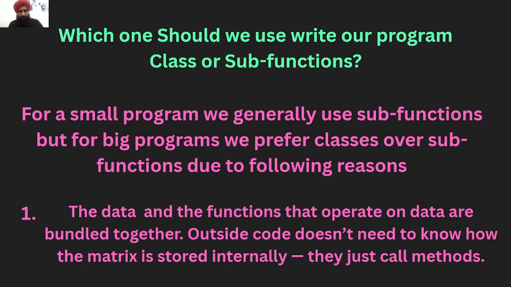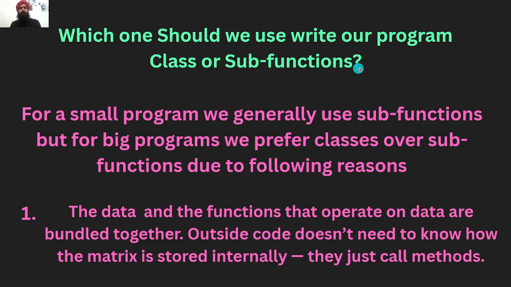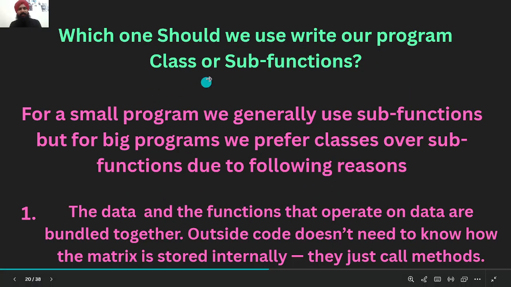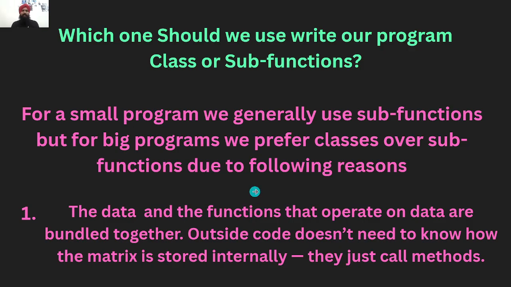They just call methods. I can explain it like this: when I create an object in a class, all the values are already associated with it. I don't need to pass some other values. I just use our object and the function, and all of the work is done. While if I write a sub function, I need to pass all of this. In my program, I write a matrix. Then if I write a sub function, I need to pass the matrix, its number of rows, its number of columns, and all of this data. While if I create a class, I just use a function on my object and all the work is done.